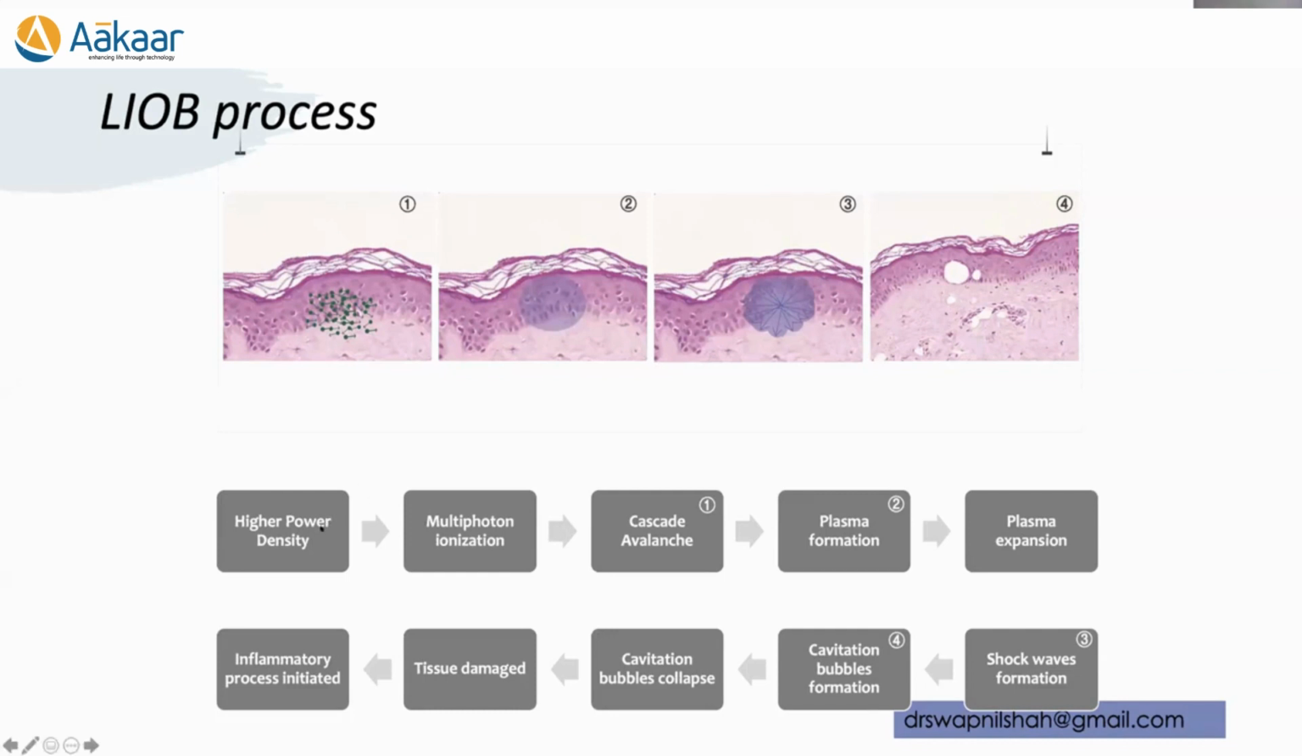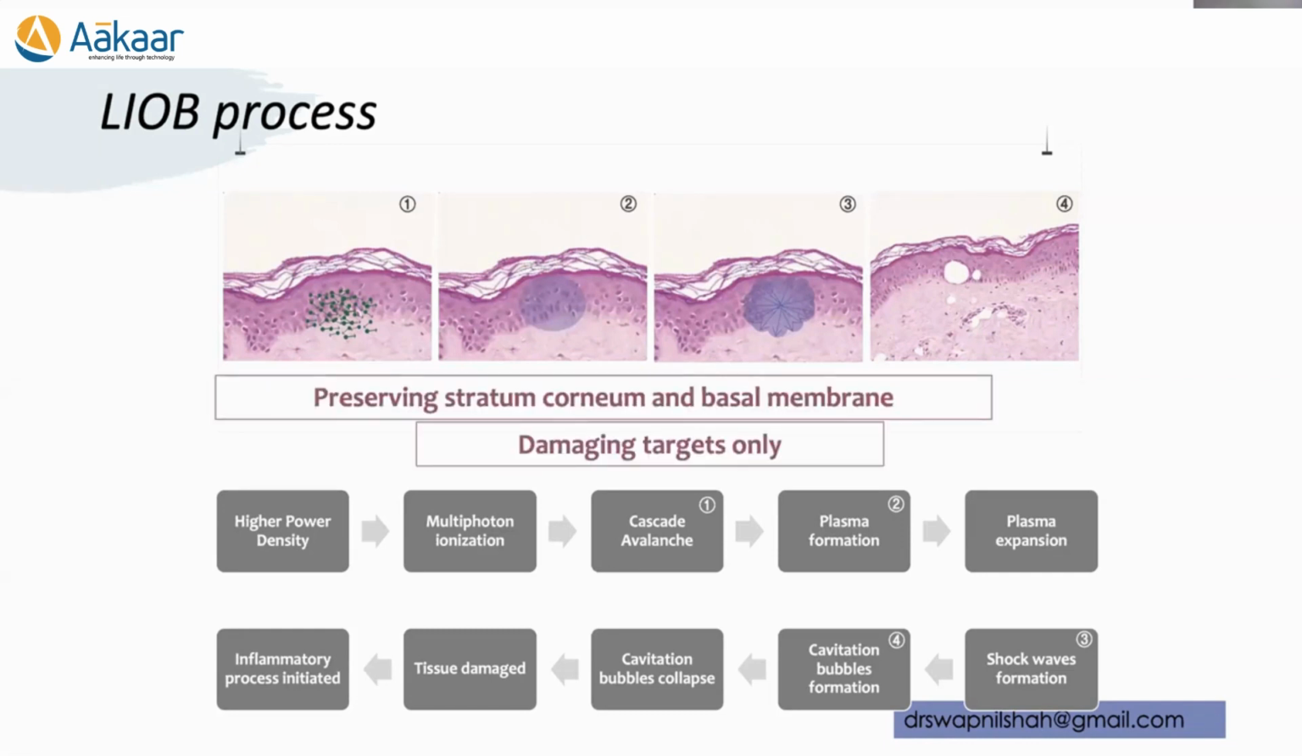So this is a short diagram: high power density, multiphoton ionization, plasma formation, which is expanded, creates a shock wave, creates intracytoplasmic vacuoles, tissue is damaged, and wound healing process is initiated. And that's how LIOBs, the laser-induced optical breakdowns, act, while preserving the stratum corneum and basal membrane.